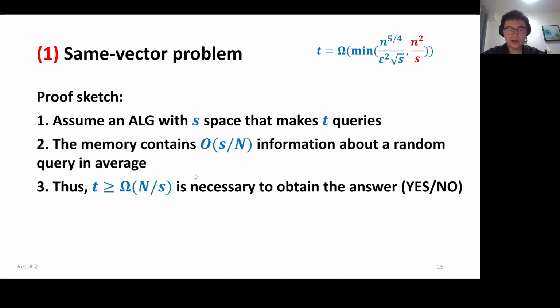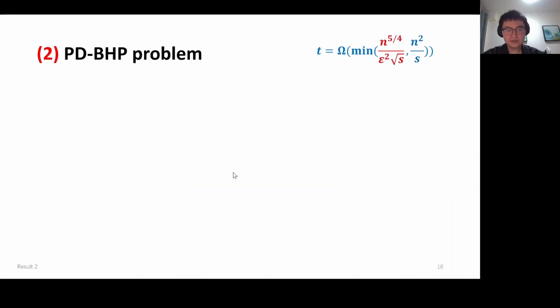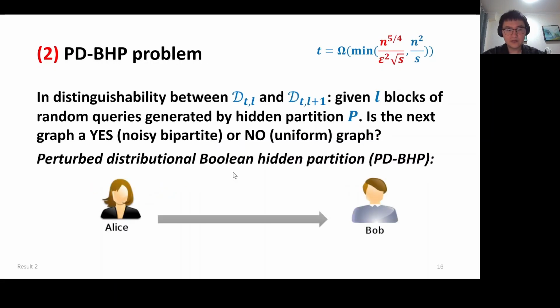Therefore, we can conclude that for the algorithm to learn the answer, which is yes or no, the algorithm needs to make at least n over S queries. Step 2 is formalized by a careful chain rule and an information-theoretic potential function that caps the information learned at each step. In the real proof, we need to study the information gained by a block of random queries in a batch, and we use Shearer's inequality to achieve this.